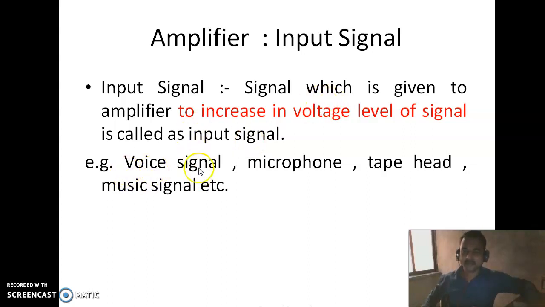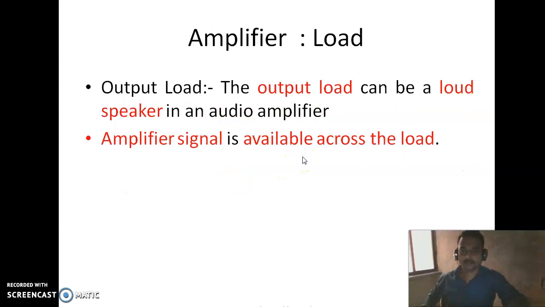It may be a voice signal, a microphone signal, a tape head signal, or a music signal. These signals are given to the amplifier block, and the amplifier block amplifies or increases the strength of the input signal, and we get it at the output.